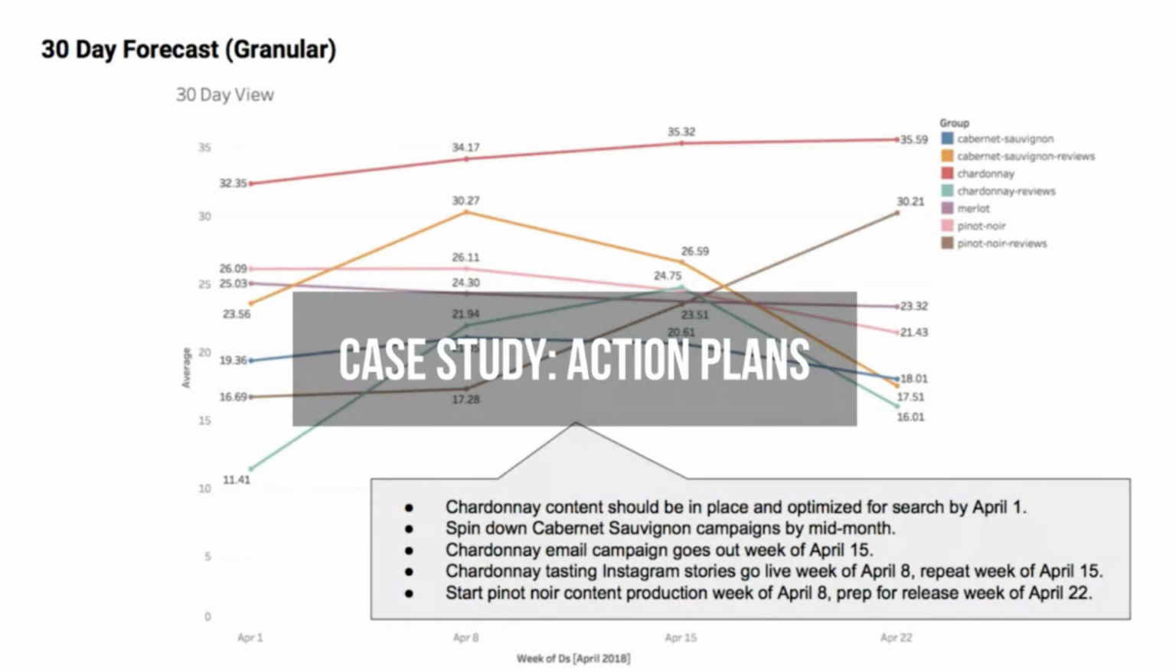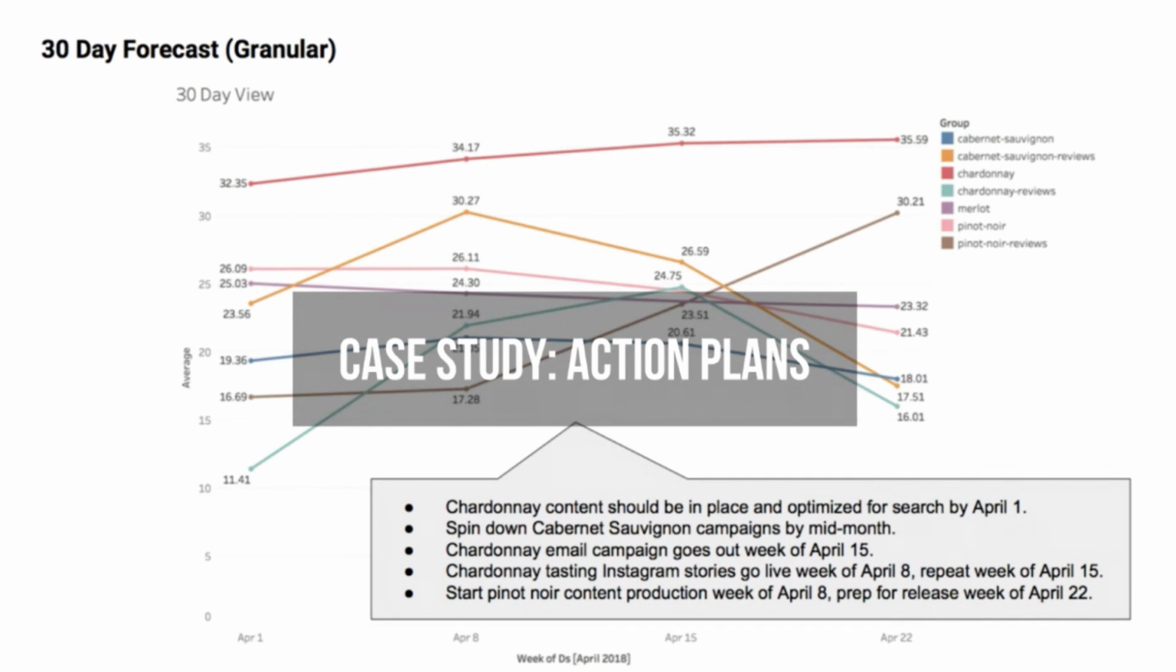We also saw that people were going to be searching for Cabernet Sauvignon a bit less. So if they have ads running, if they have campaigns, then they can start to wind those down and really refocus on Chardonnay. And then the last thing was to start Pinot Noir content production, because towards the end of April, people would be searching for that particular type of wine a bit more.